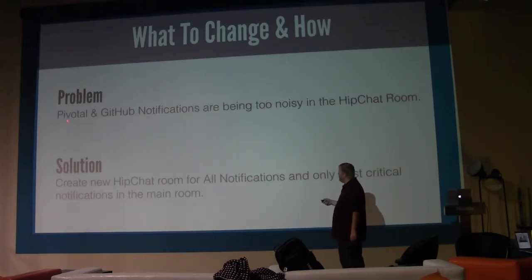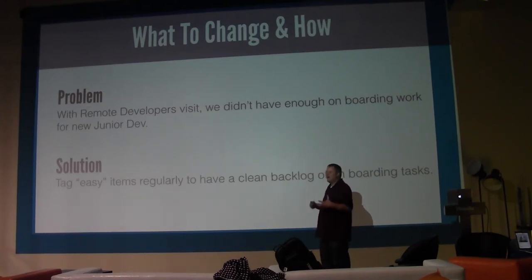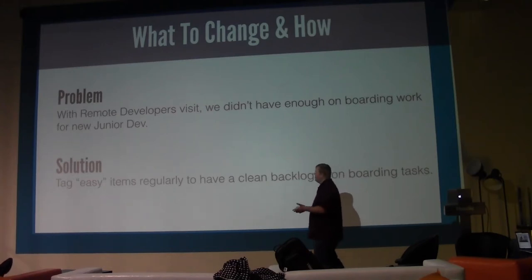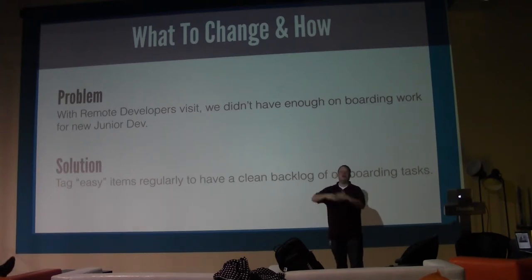We had things like Git notifications to our chat server, and it was really noisy, so we created two rooms. These aren't crazy, giant epiphanies. We also had a new junior dev join the team, and we didn't have enough easy onboarding tasks for them to do. So we said, whenever we add things to Pivotal, the tool we use, let's have an easy task. That way when someone new starts, we can say, hey, there are 30 things we can go do that are really easy and can help them learn the system better.